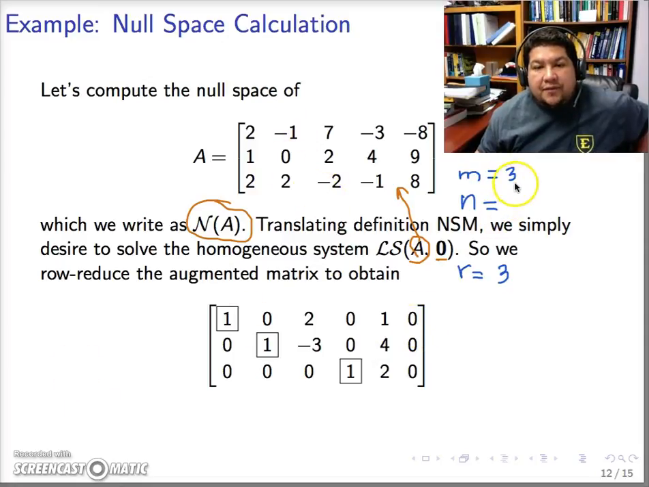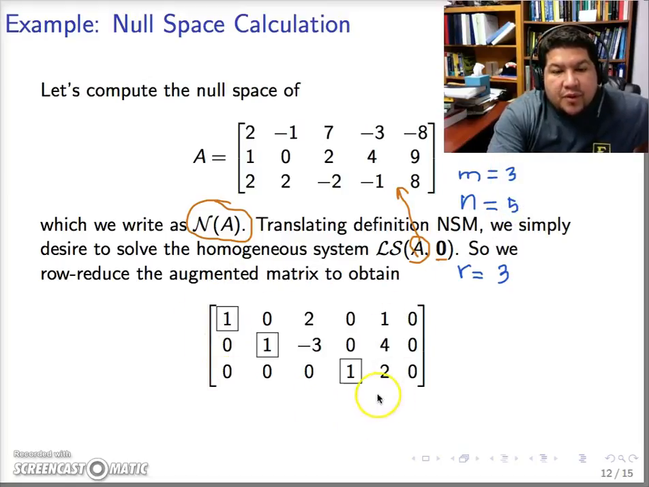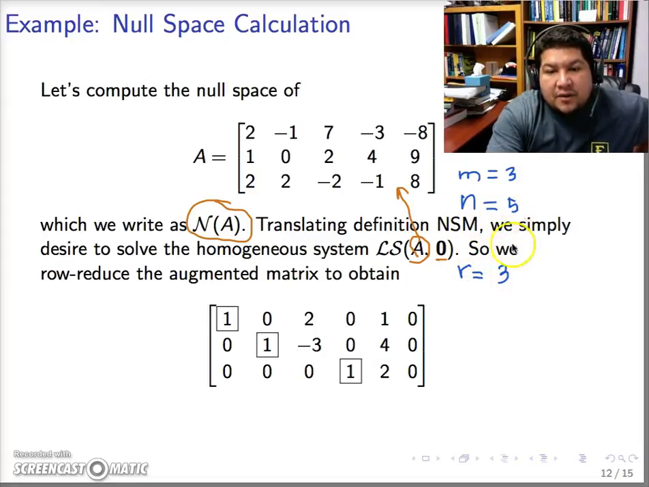So in this case, we have m equals 3. We have 3 rows, and we have 5 columns, right? So here the number of columns is 5, and by computing the RREF of this matrix, we find out that little r equals 3. The number of columns and r do not match, and therefore this is a scenario in which the solution set is going to have infinitely many solutions, right?